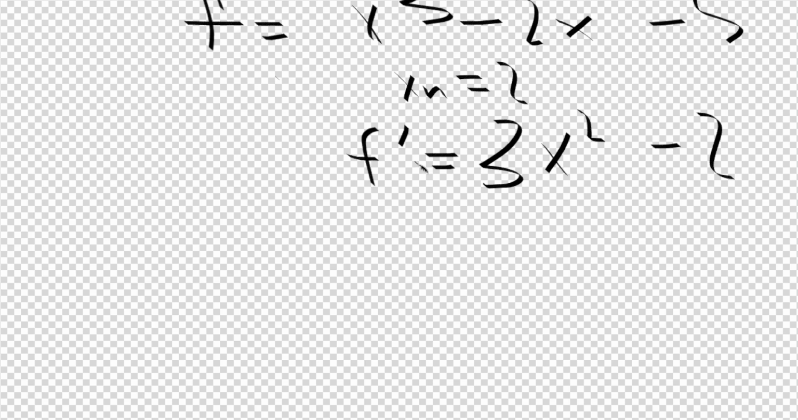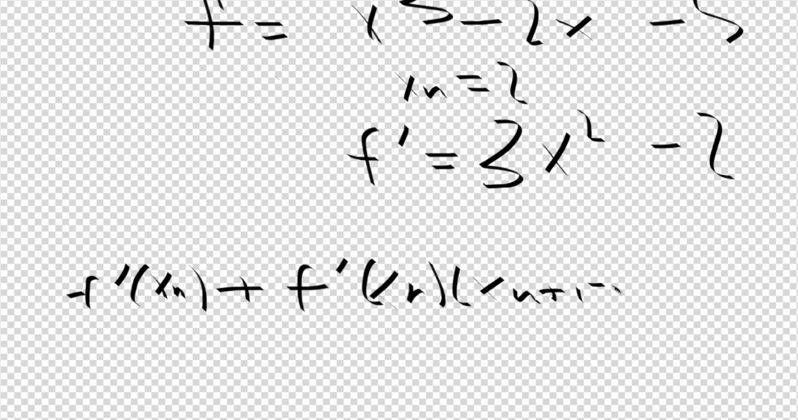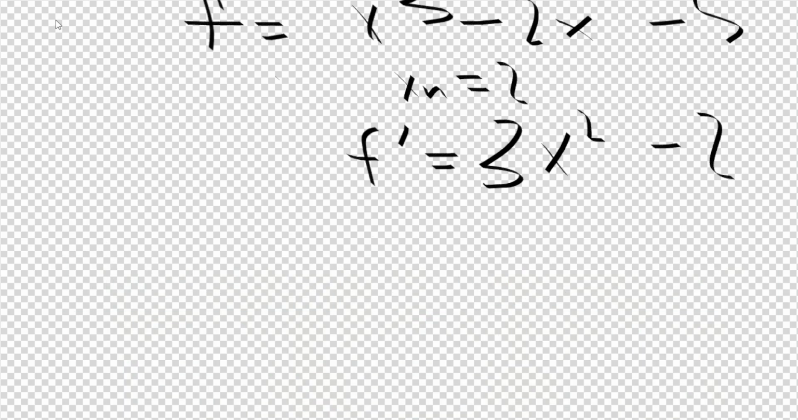So now we just plug that into the formula that we have, which is f prime of x_n times (x_{n+1} minus x_n), which was the original. Actually, we already gave you the definition, so we're not going to do the proof again.